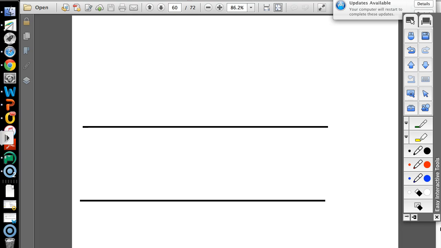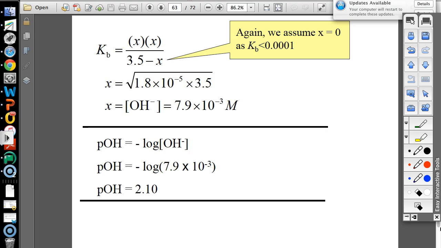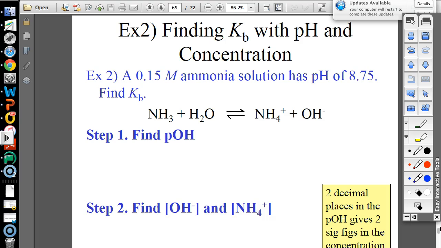So I don't know if there's any more to this one. I feel like I'm almost done. There might be one more. Oh, I know what it is up here. So we got the right answer, and then you subtract, and it's basic. It's above 7. Find the pOH, and then find the OH concentration and the ammonium concentration. Oh, find KB.